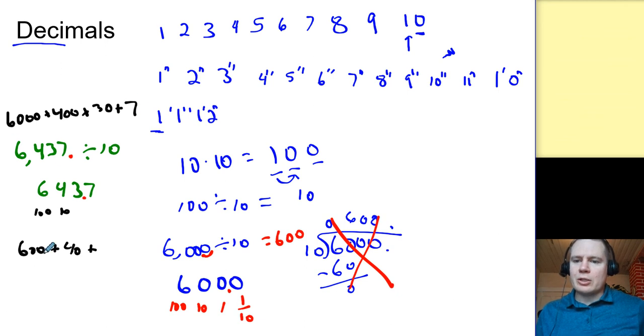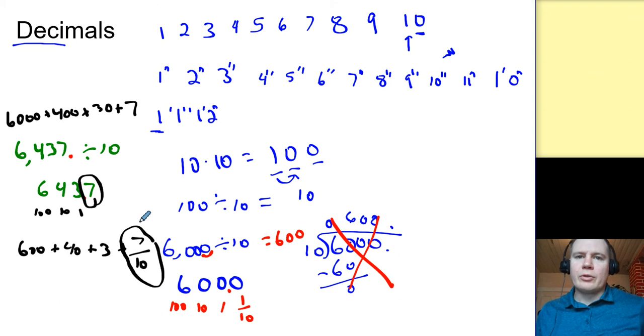So now I have 640. 3 is in the 1 spot, so that's 3 ones. And that 7 ones is now being divided by 10. So that 7 is being divided by 10. 643 and 7/10. And it's the same if I divide by 100 or divide by 1,000 and so on, right?